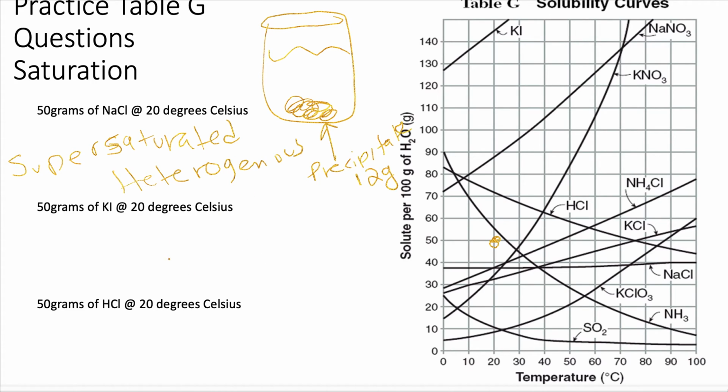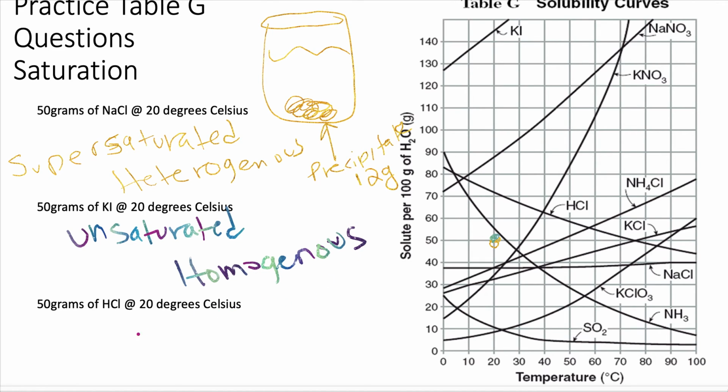When we go over the next few, so this next one, 50 grams of KI at 20 degrees Celsius. So KI is all the way up here. I'm going to change my colors here. And we want to do 50 grams, so it's the same location. It's over here. And this is way under potassium, so this is going to be unsaturated. And it's going to be homogeneous.